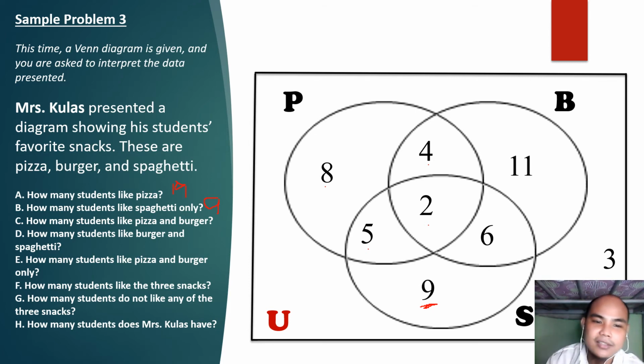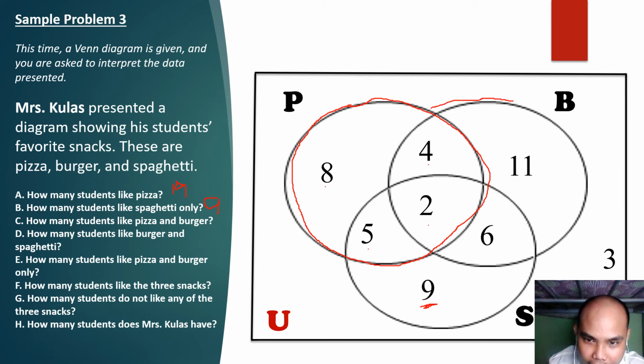Now, letter C. How many students like pizza and burger? Take note of that. How many like pizza and burger? So, what's the answer? Intersection of pizza and burger. Where is pizza and burger? This is our pizza. Okay? And this is our burger. And where can we see the intersection of our pizza and burger? It's in the center or middle.